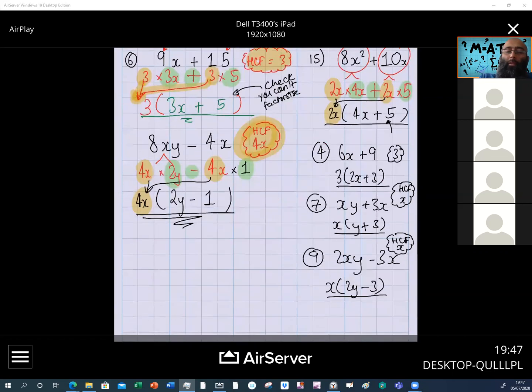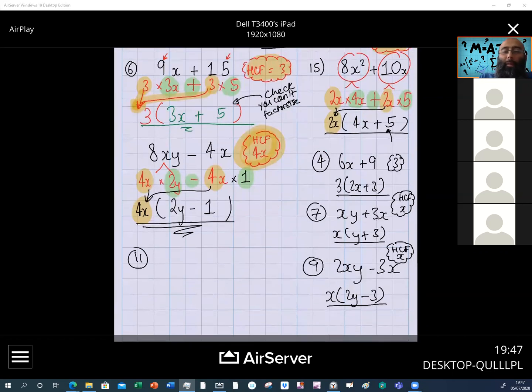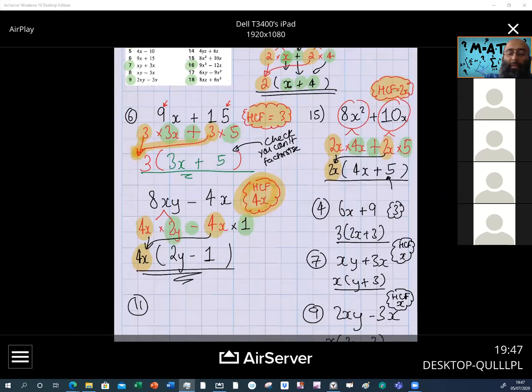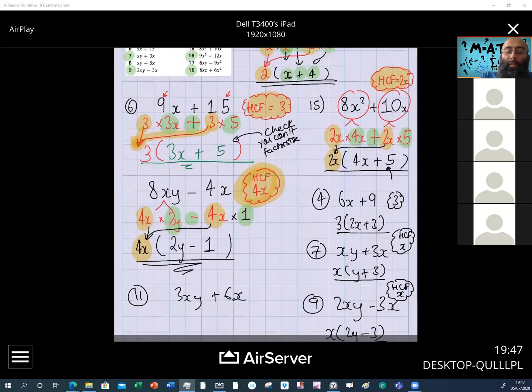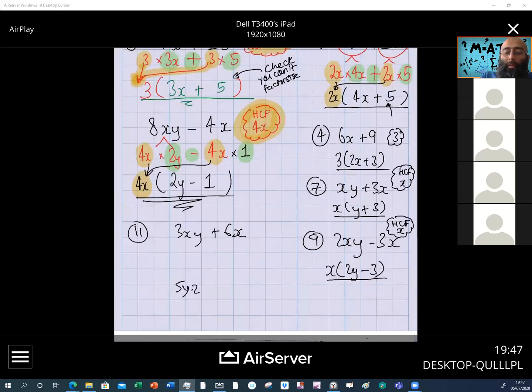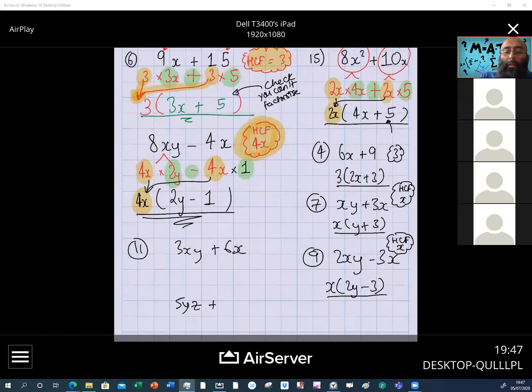Fantastic. Okay. Number 11. 3xy plus 6x. Okay, that's it. Jazakallah, thank you for that. Okay, Salia, please, on the next number 11: 3xy plus yz plus 10z.